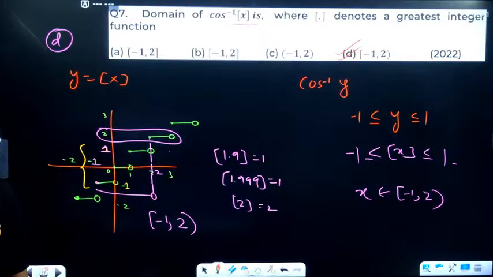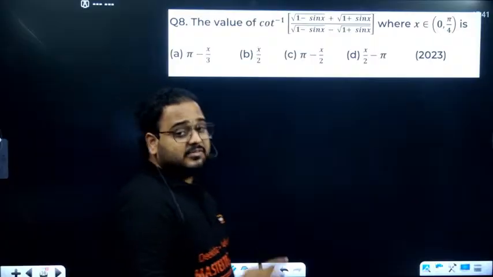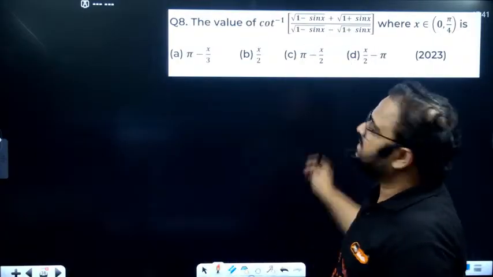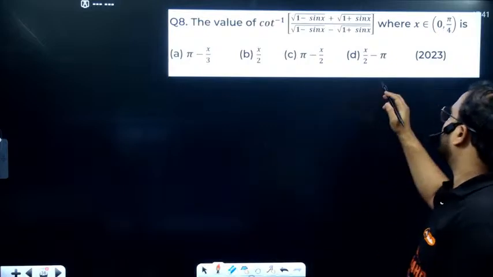Check. Okay. Now this was the question that I was talking about, where I don't know that condition: 1 minus sin x and 1 plus sin x. That's the problem it forms. So how do you solve this?